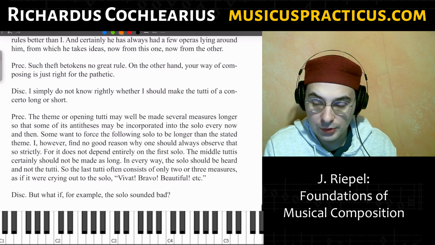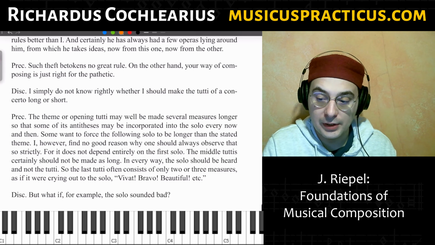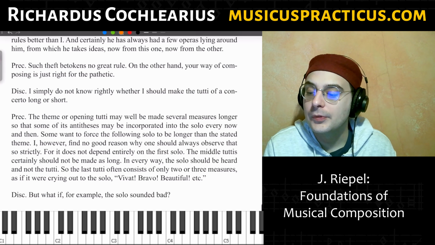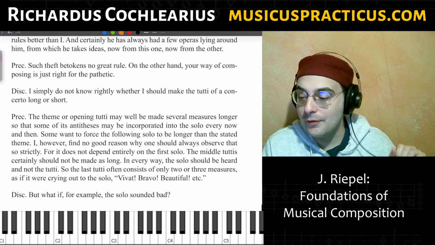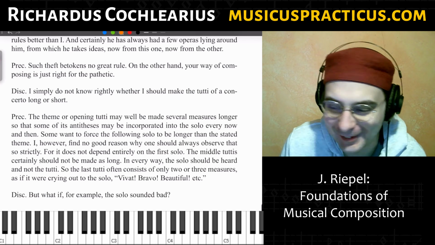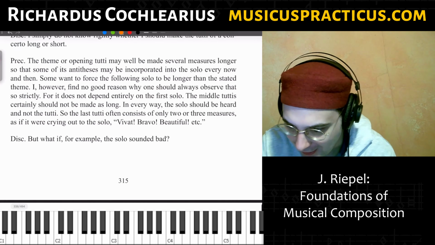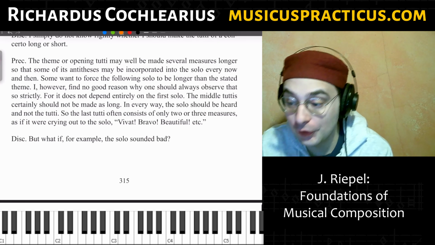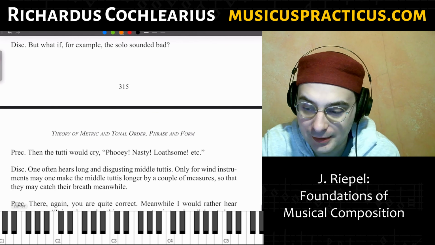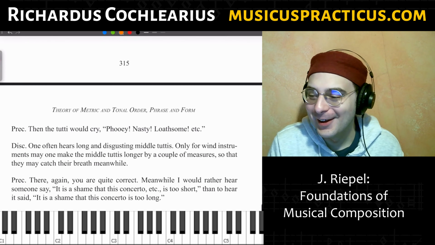So the last tutti often consists of only 2 or 3 measures, as if it were crying out to the solo, "Vivat, bravo, beautiful." Three measures praising the solo. But what if, for example, the solo sounded bad? Then the tutti would cry, "Foo, nasty, lots, lots sound."